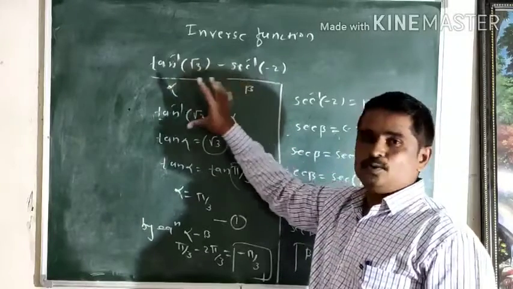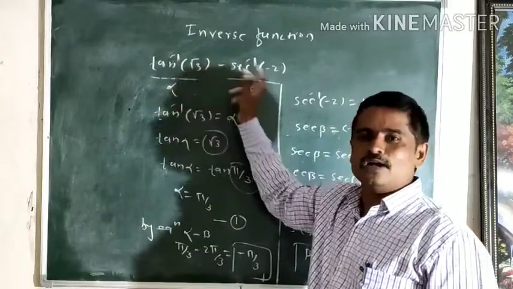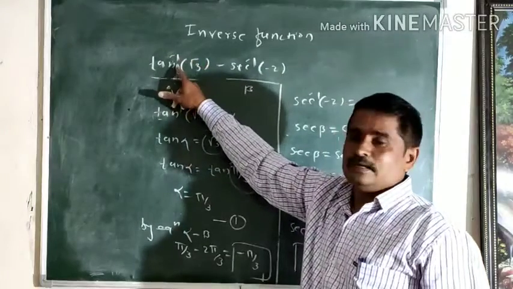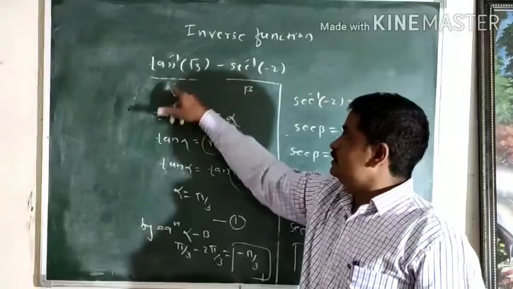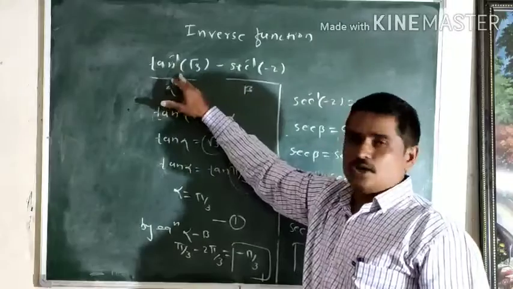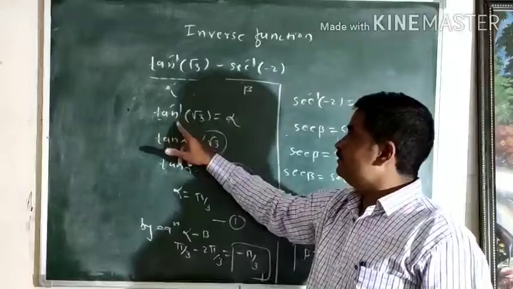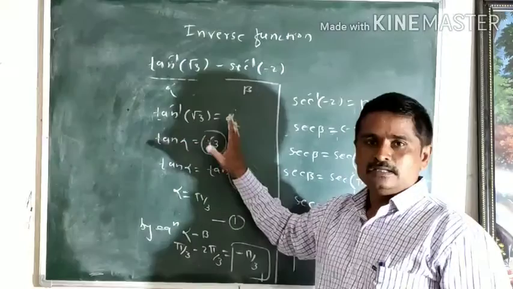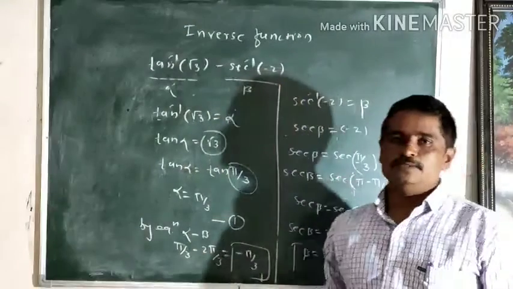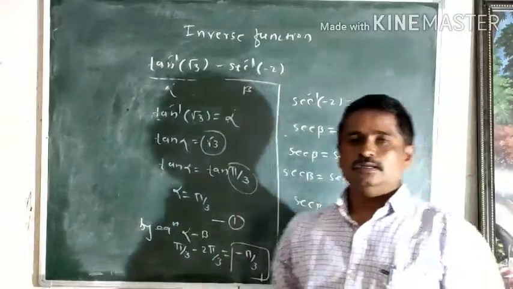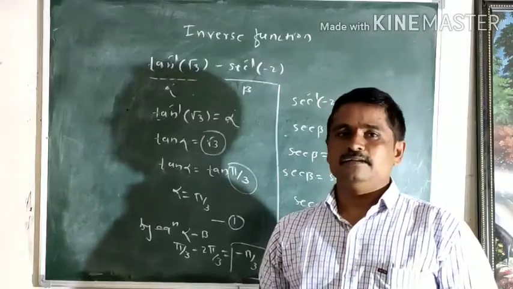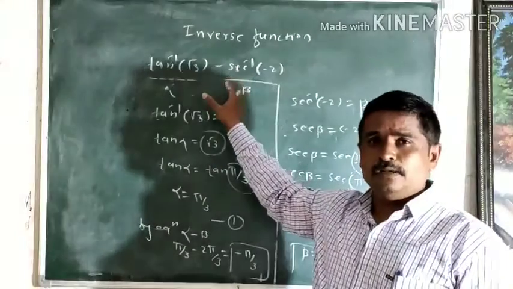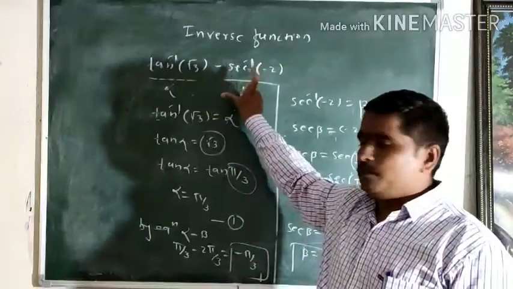So it is the procedure to find such types of examples. That means we have to subtract or add inverse functions. In this type we use alpha and beta, and by the properties of inverse functions we can write tan inverse of root 3 equals alpha, then tan alpha equals root 3. So it is the process to find the value of such equations. In the next period, we will solve problems depending on the properties of inverse functions.